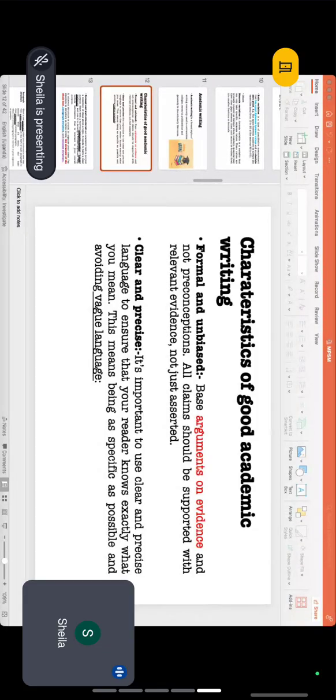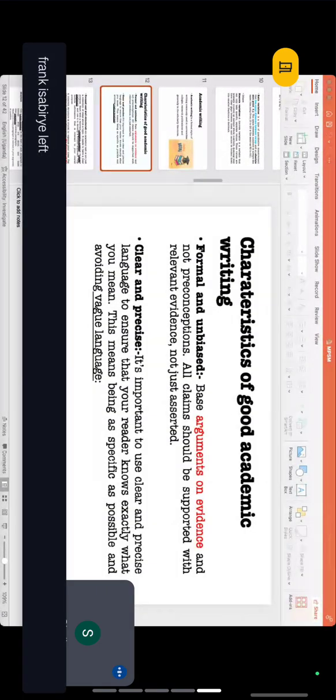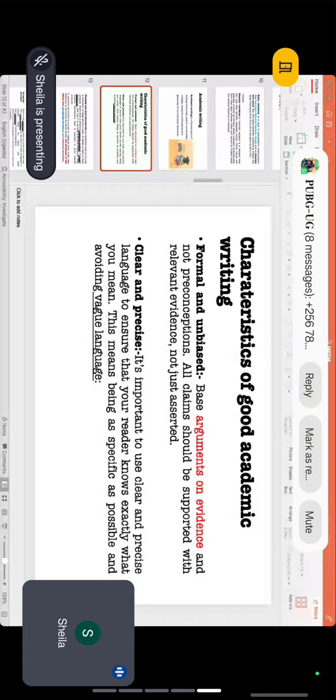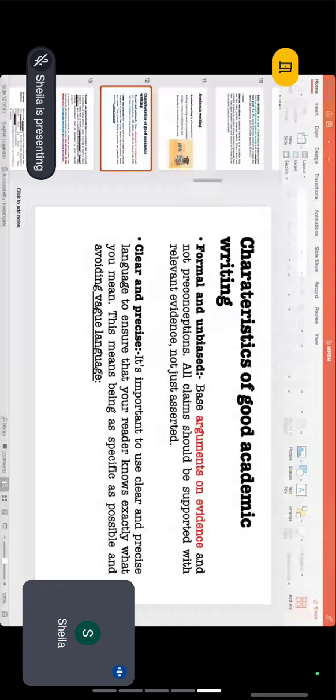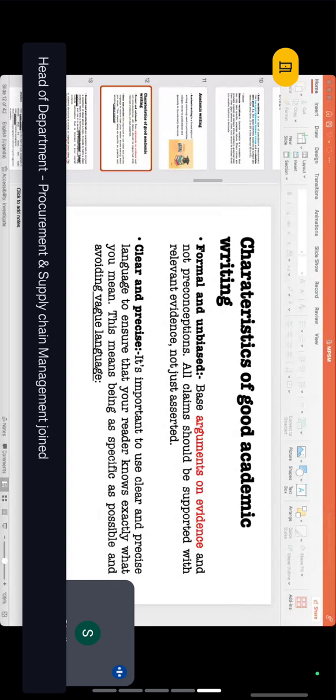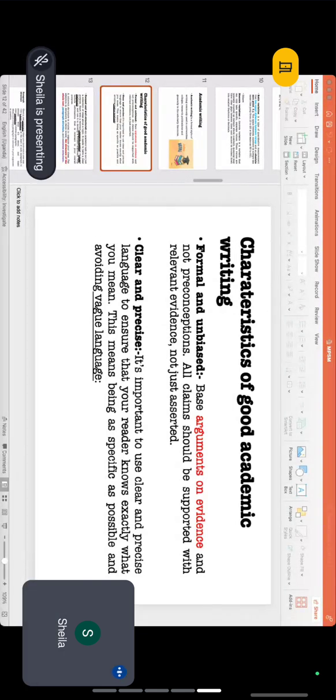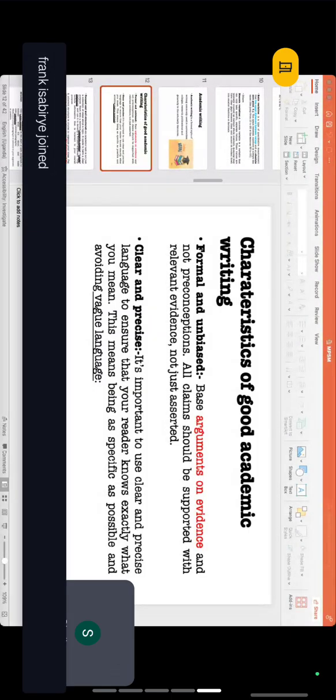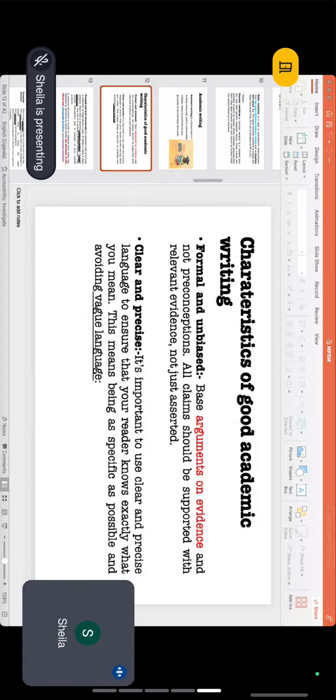So the last time we ended up with academic writing, because we said in academia we have a certain way in which we have to lay out the information we are putting down. And there, in the last lecture, we looked at the characteristics, and now I'll correct the spelling of characteristics, of good academic writing. We said it should be formal and unbiased, that our arguments should be based on evidence, which evidence should have a source.